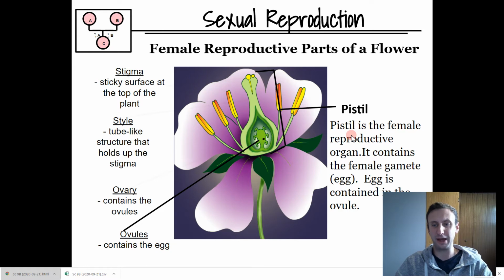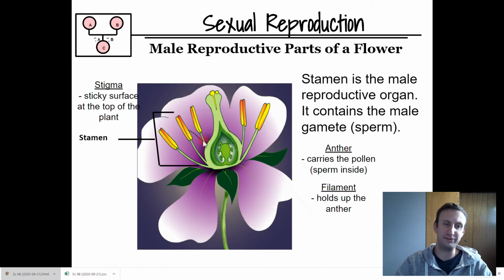I always think of, I don't know if you guys know that song, like Jamie has a gun or whatever, and I think, she's got a gun, she's got a pistol, okay, and then I think about that as the female part of the plant. I know, poor memory trick, but that's all I got for this. Stamen is a lot easier. Stamen, it's stamen. Okay, so here I've got my anther and my filament. The anther is the larger top portion here, then the filament holds up the anther.